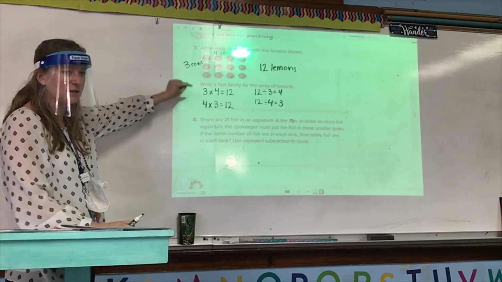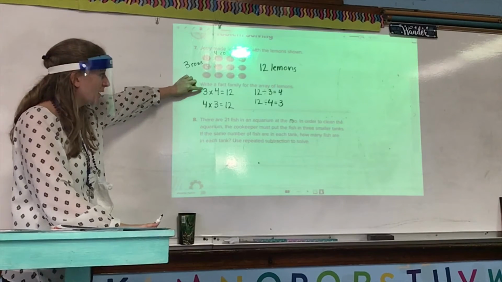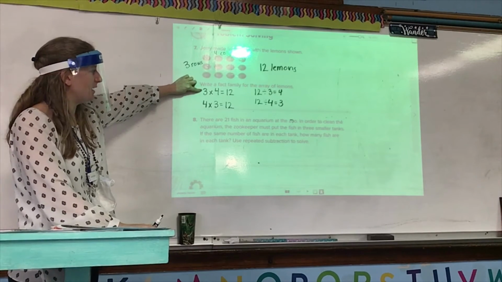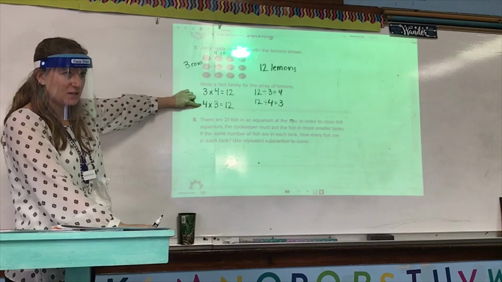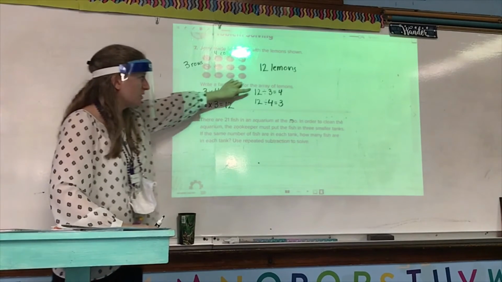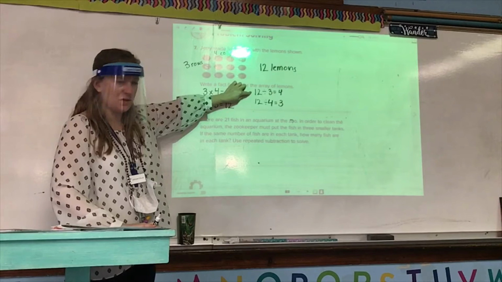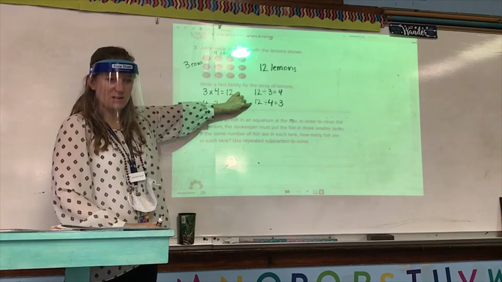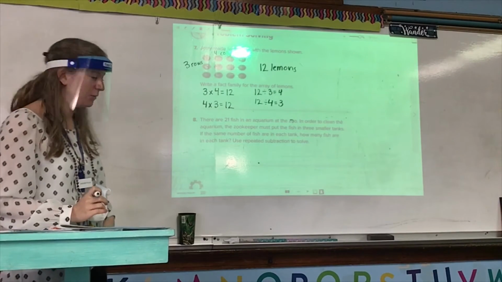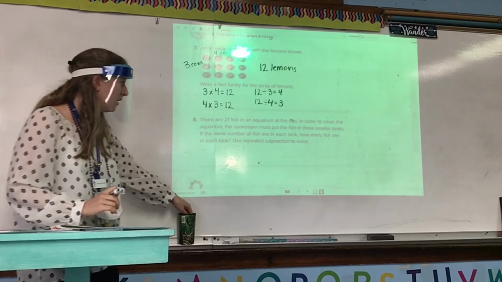Okay, as I'm reading these equations, make sure you are pointing to them to make sure you have each one. 3 times 4 equals 12. 4 times 3 equals 12. 12 divided by 3 equals 4. 12 divided by 4 equals 3. You can have them in any order as long as you have all 4 of them.